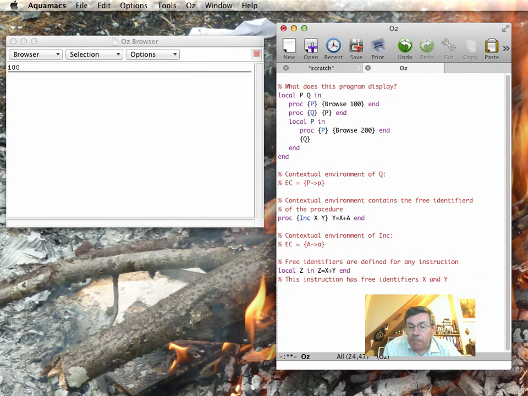Okay? So the contextual environment, to summarize, contains all the identifiers that a procedure has to know when it's run, which means all the identifiers inside the procedure body that are not defined inside the procedure body. And you can determine that by textual inspection. That means by just looking at the procedure and thinking a little bit.